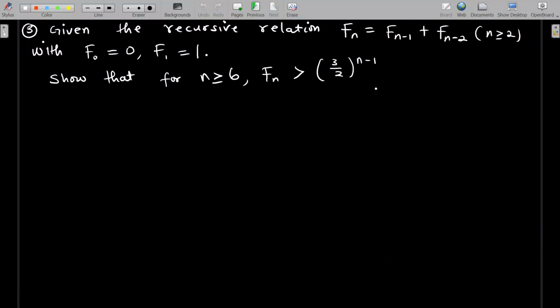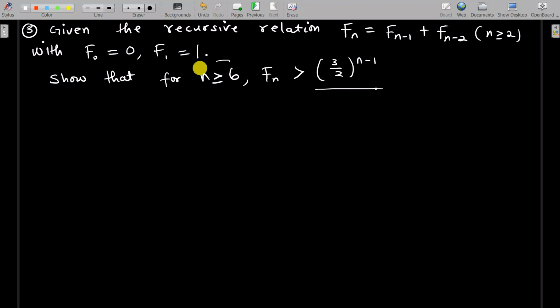So let's look at another problem, and I think this should be the last problem on induction. Now, given the recursive relation f sub n equals f sub n minus 1 plus f sub n minus 2 for n greater than or equal to 2, with f sub 0 equals 0 and f sub 1 equals 1, show that for n greater than or equal to 6, f sub n is greater than this guy.